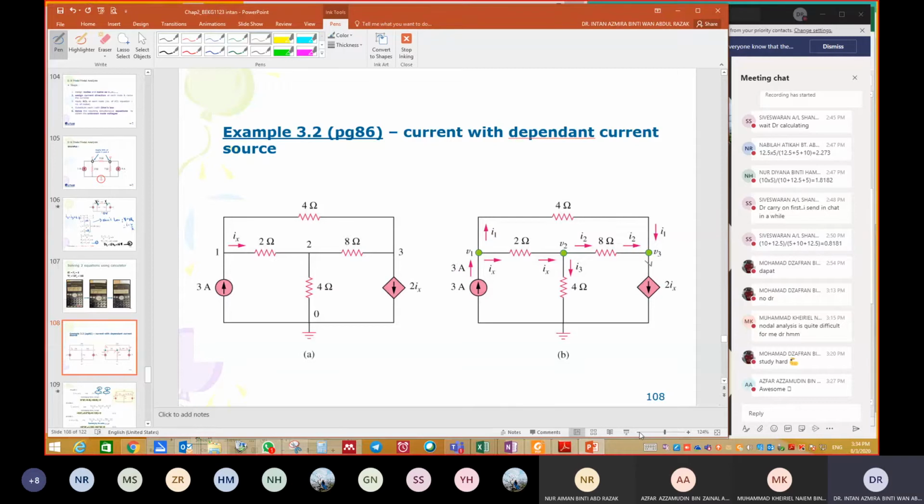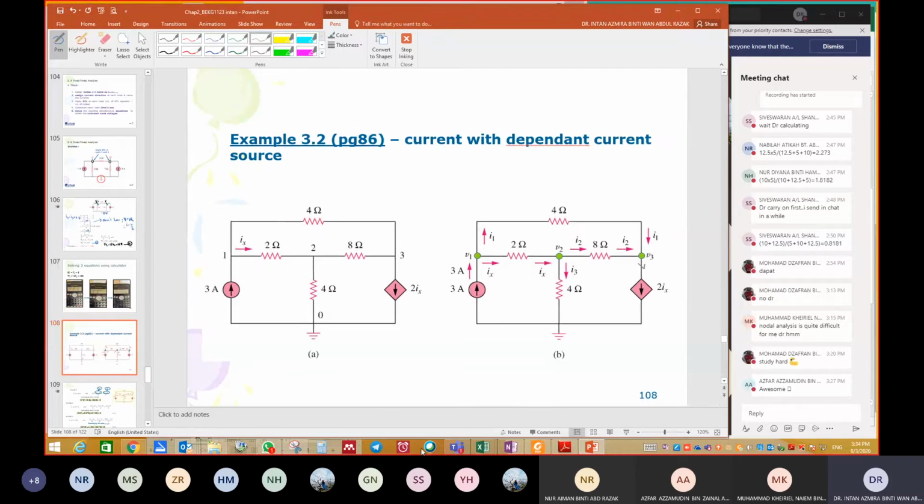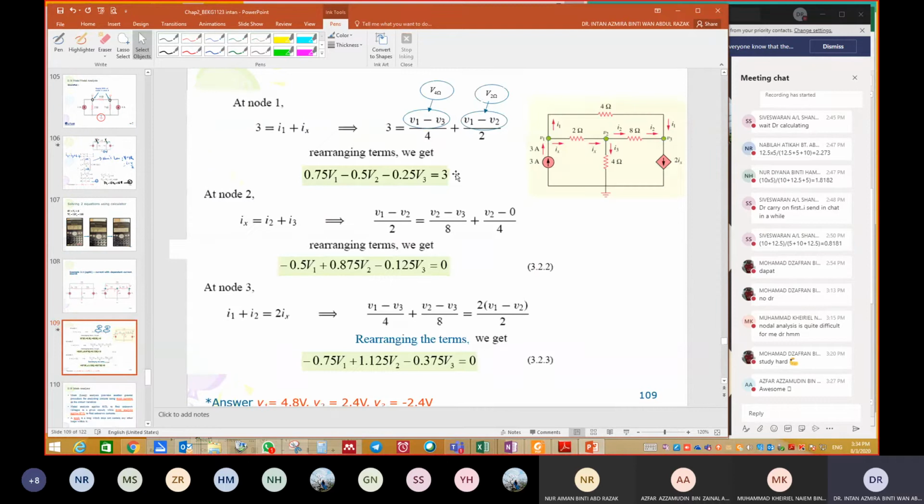Okay, what is the next step? To write the KCL equation. This is the circuit, the previous circuit. Now this is the way to write it. At node 1, or at node V1, what is the current entering the node? 3. So 3 is equal to I1 plus I3.